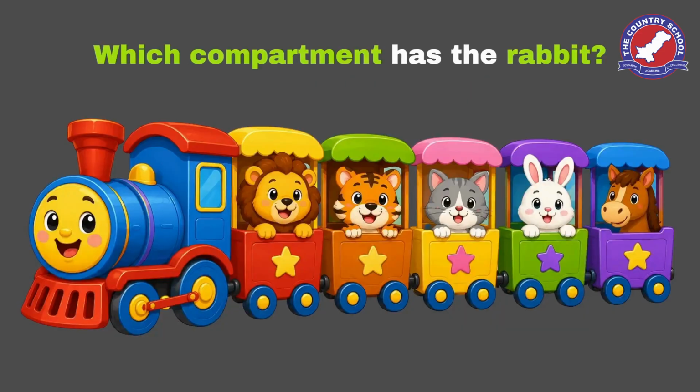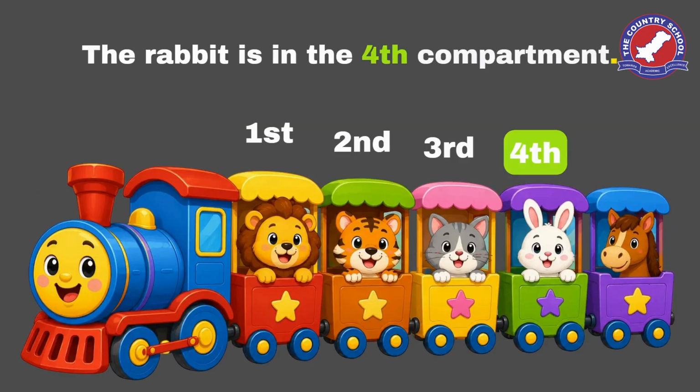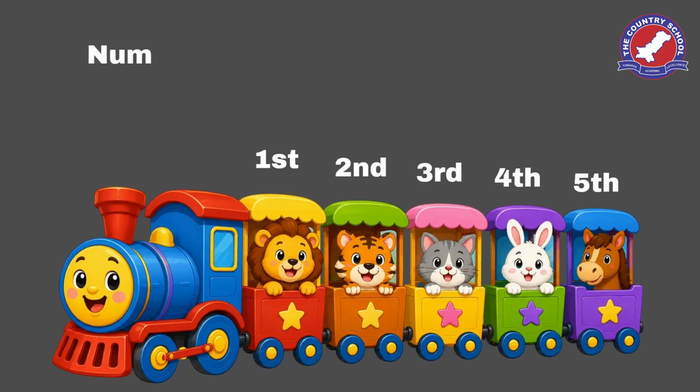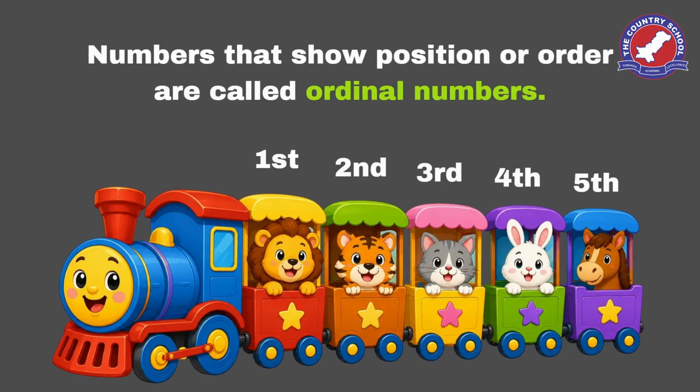Now let's answer the second question. Which compartment has the rabbit? Let's count carefully from the engine side again. First, second, third, fourth. The rabbit is in the 4th compartment. Now we are talking about the position of the rabbit. So the numbers that show position or order are called ordinal numbers.